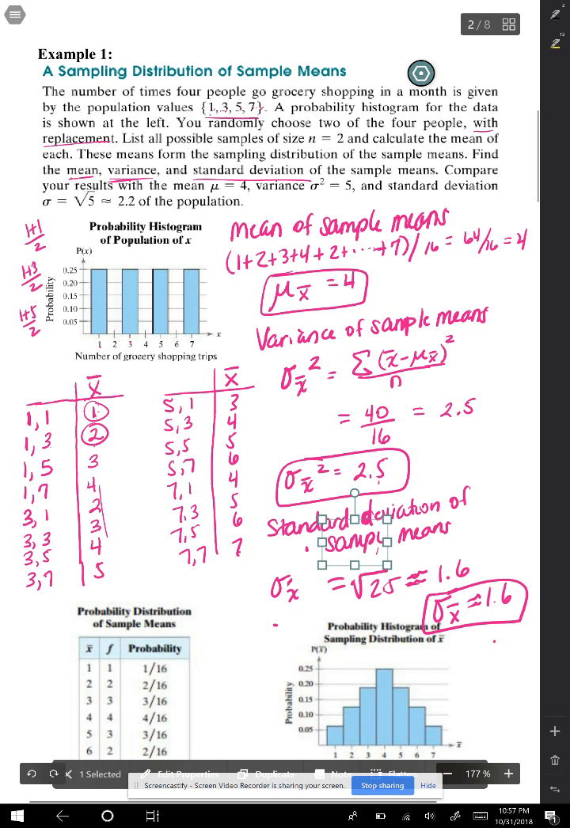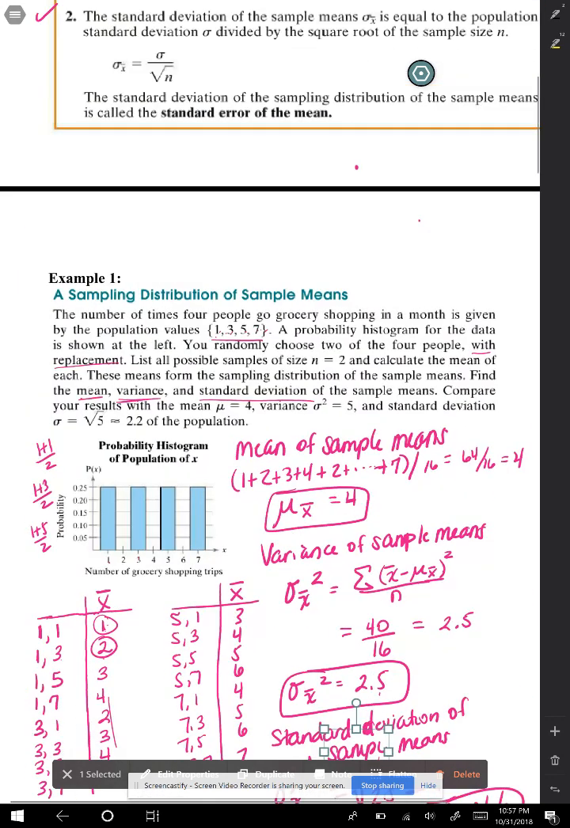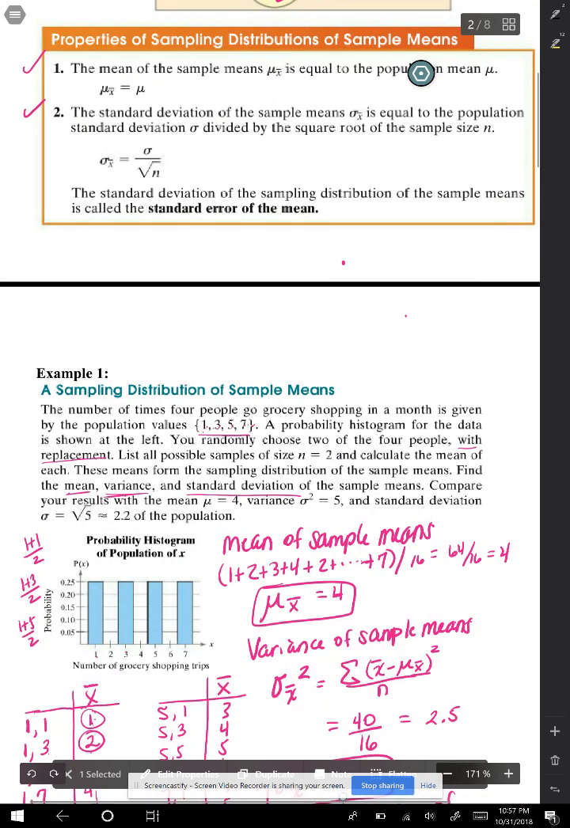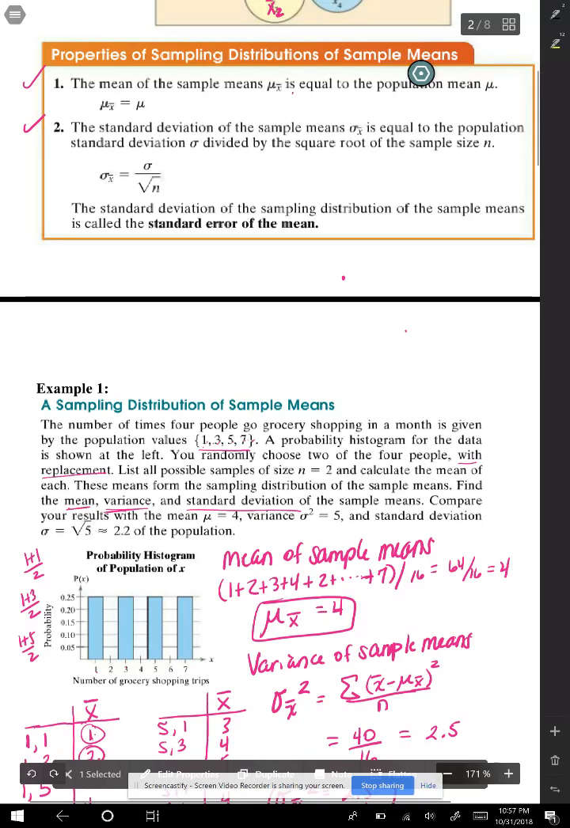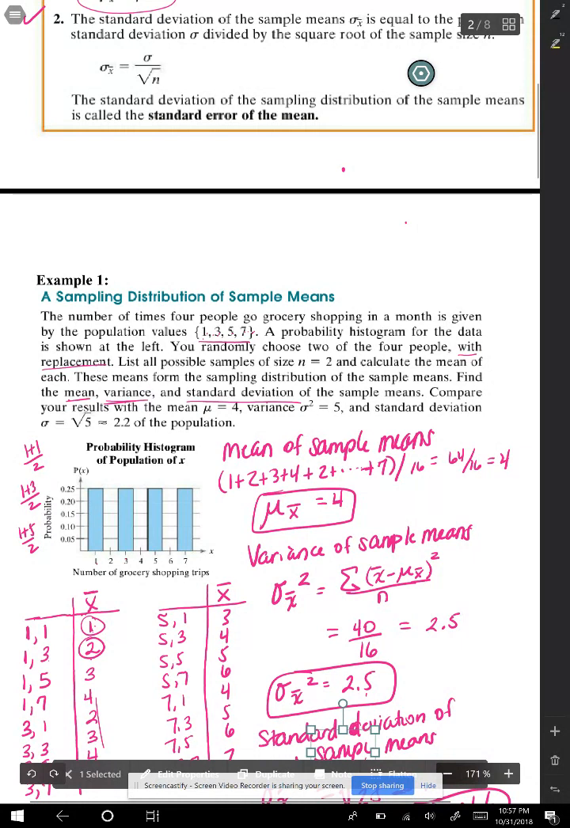Okay, and I promised that I was going to show you a shortcut to get all of these if you knew information about the population. So if we go back up and look at the rule up here, it says the mean of the sample means will always be equal to the population mean. So if we look at what they gave us, the mean of the population was 4. And what did we find the mean of the sample means to be? 4. So if you know the mean of the population, you automatically know the mean of the sample means.